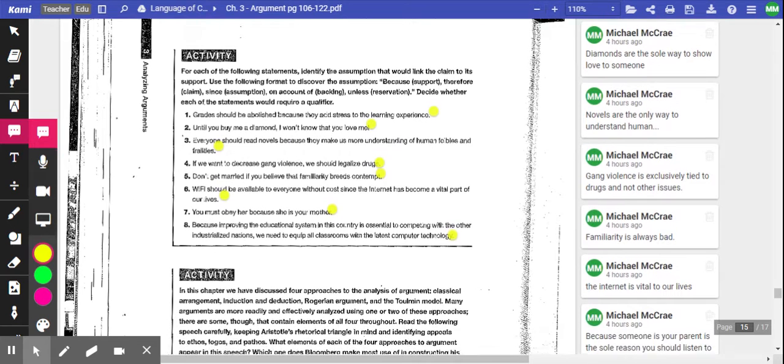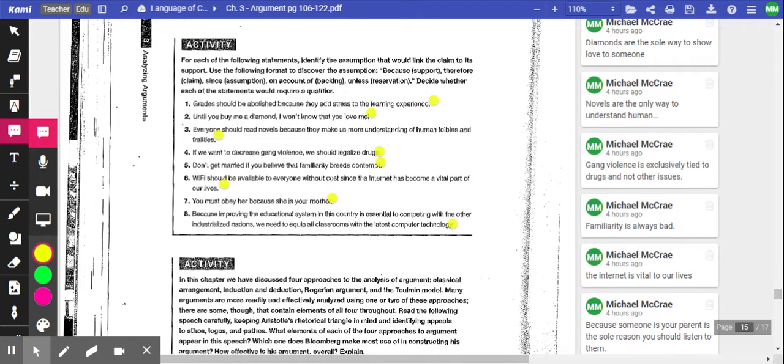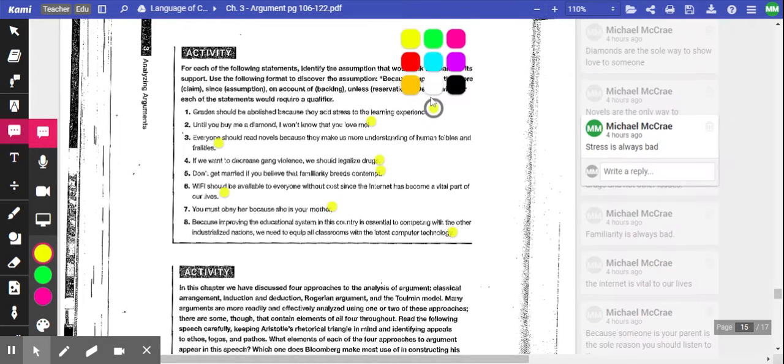Okay, now this activity, let's look at some of the assumptions that underlie each statement. So grades should be abolished because they add stress to the learning experience. Well, the assumption here is that stress is always bad. Sometimes stress could be a good thing. Sometimes stress can motivate someone to accomplish something, right?